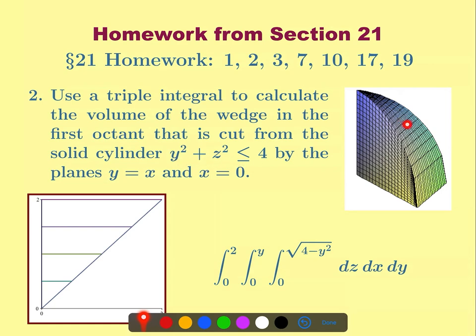So I just solved for z here to see what's happening with z. z is going to equal the square root of 4 minus y squared on the cylinder. Notice I took the positive square root because we're in the first octant, so z is positive. So we get z equals the square root of 4 minus y squared for this part of the cylinder. So that's the setup for this problem. That'll be the volume, because we're just integrating one here.